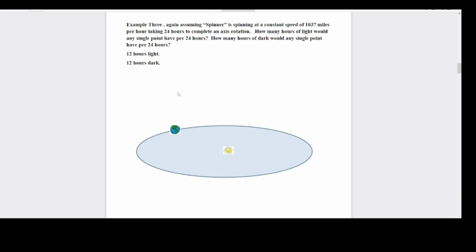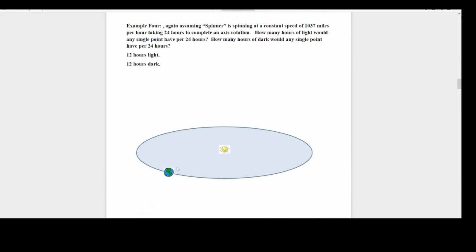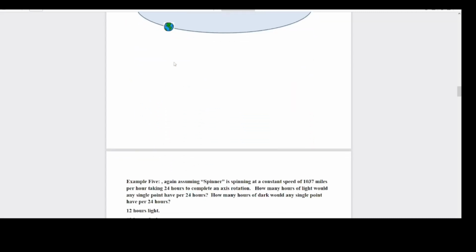How many hours of dark would any single point have per 24 hours? And the answer we have here is 12 hours of light, 12 hours of dark. Example 4, coming round again to close to the start point. Again assuming the spinner is spinning at a constant speed of 1037 miles per hour, taking 24 hours to complete an axis rotation. How many hours of light would any single point have per 24 hours? How many hours of dark? 12 hours of light, 12 hours of dark.